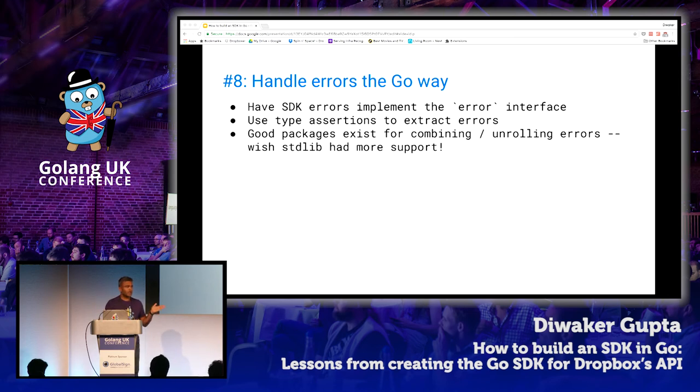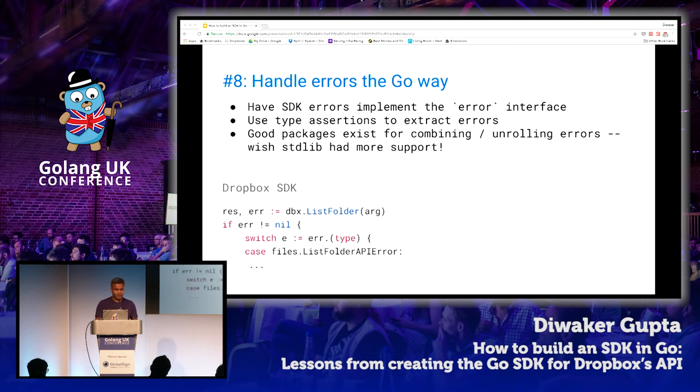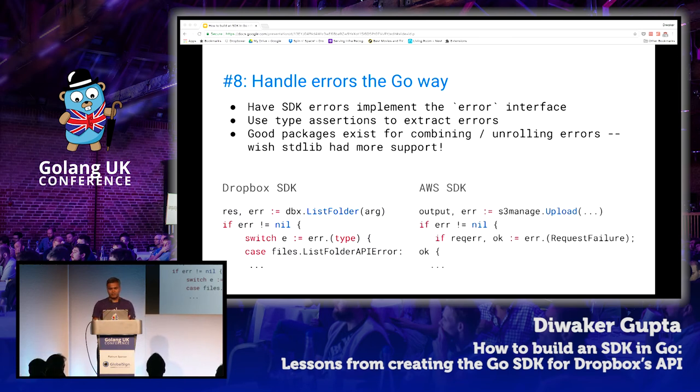But also, making sure that your errors implement the interface allows callers to use type assertions. So from an API method, you could be returning just a blanket error type, but then the caller of the method can use type assertions to dig into API specific information. So here's an example of how we do this in the Dropbox SDK. The AWS SDK has a very similar pattern as well.